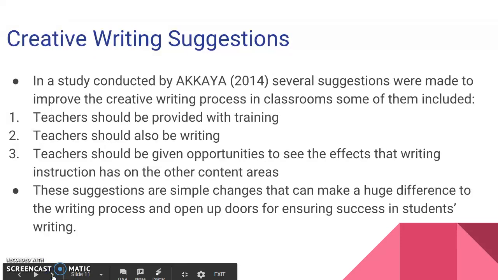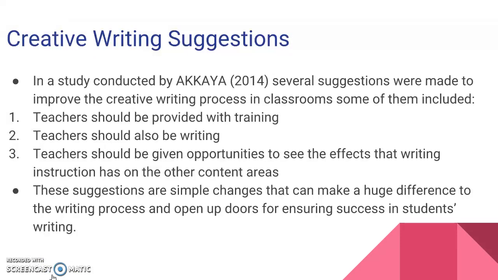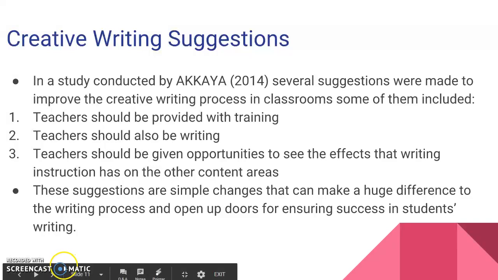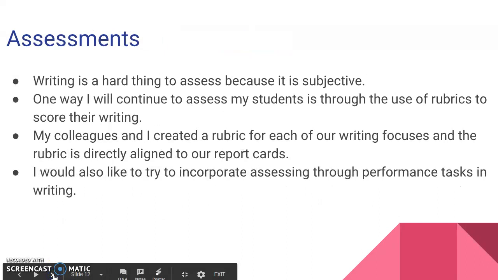Creative writing suggestions. In a study conducted by Akaya, several suggestions were made to improve the creative writing process in classrooms. Some of them included teachers should be provided with training, teachers should also be writing, teachers should be given opportunities to see the effects that writing instruction has on the other content areas. These suggestions are simple changes that can make a huge difference to the writing process and open up doors for ensuring success in students' writing.